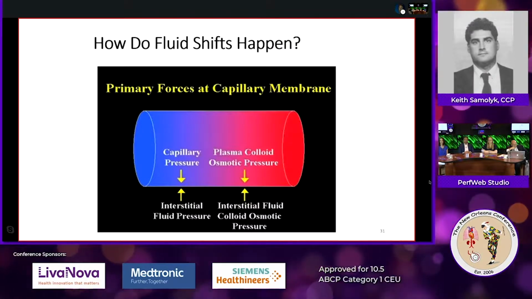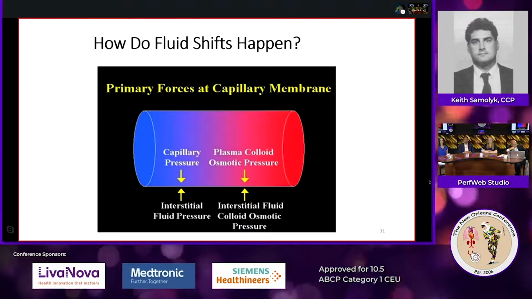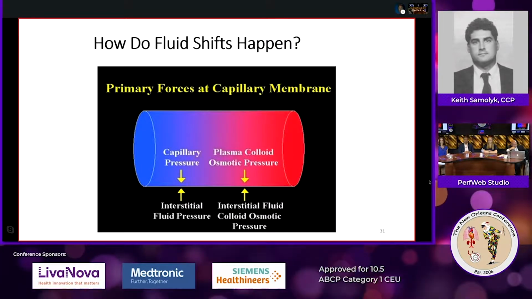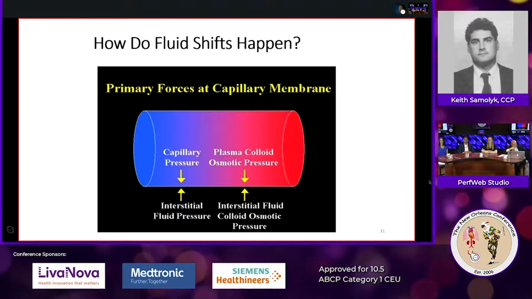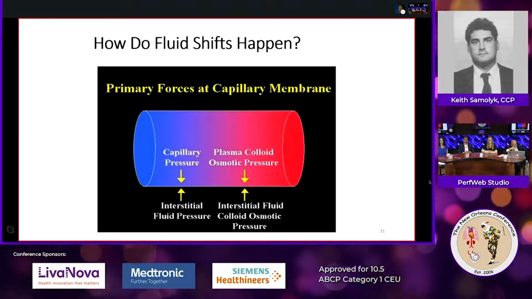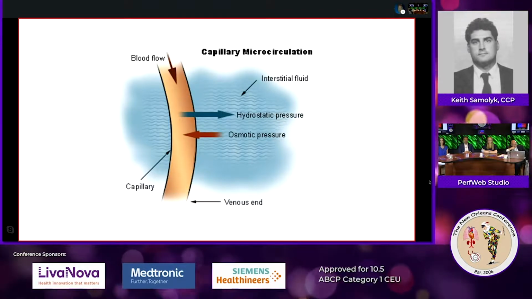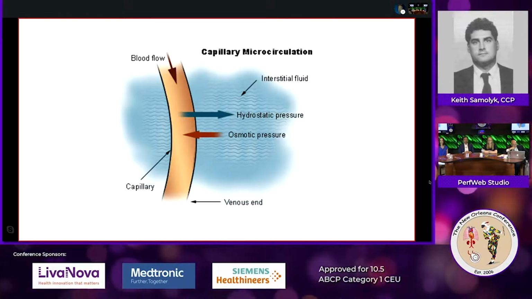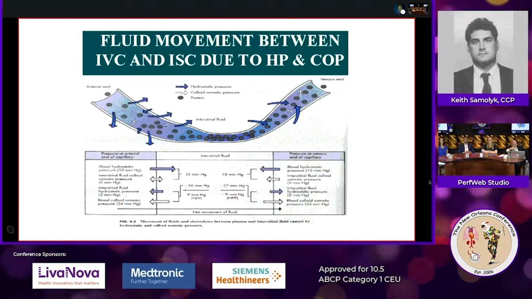So how do fluid shifts happen? Well, we discussed this a little earlier, but we'll go over it just a couple more times, a couple great visuals here. So you have capillary pressure, and you have interstitial pressure. You have plasma colloidosmotic pressure, and you have interstitial fluid colloidosmotic pressure. And here's another one where you have hydrostatic pressure wanting to push fluid out, and you have osmotic pressure wanting to pull it in.